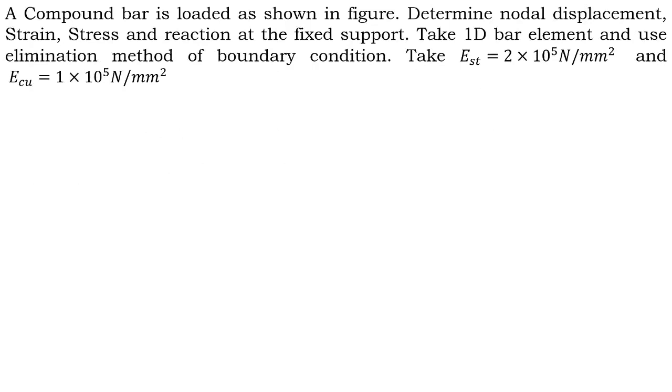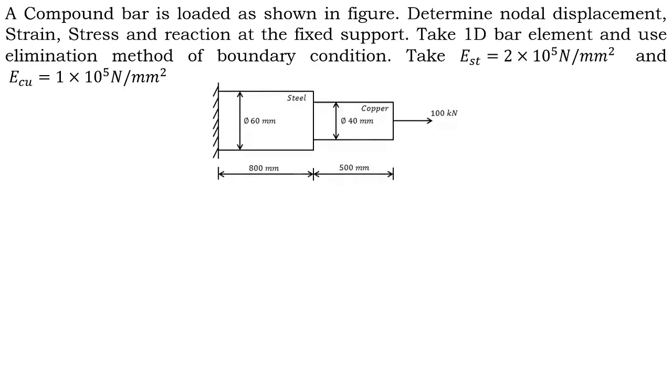Now this is the statement of the problem. A compound bar is loaded as shown in the figure. It's a step bar fixed at one end, having two different materials, that is steel and copper. In this also we need to calculate the displacement, strain, stress and the reaction. And once again we need to consider a 1D bar element.